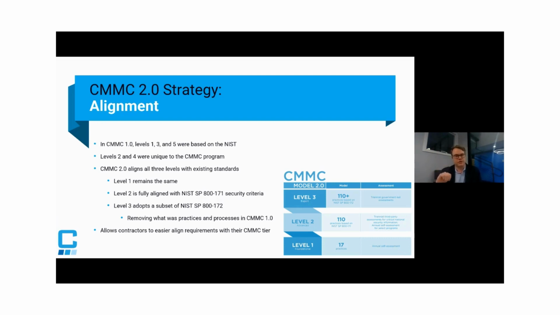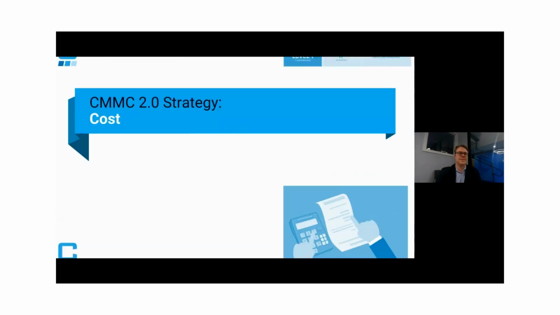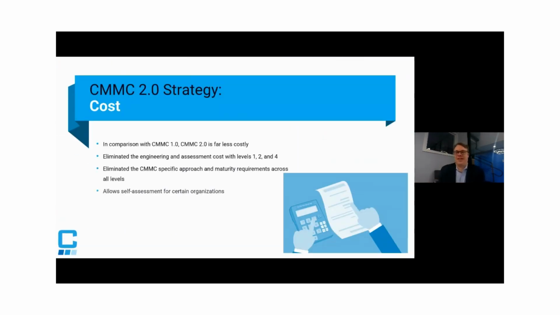Level 3 is 800-172. So that was the alignment. They got rid of all the custom CMMC stuff and brought it there. The other major beef, this is what probably a lot of people on those webinars are talking about, is cost. Holy cow, this thing's expensive.